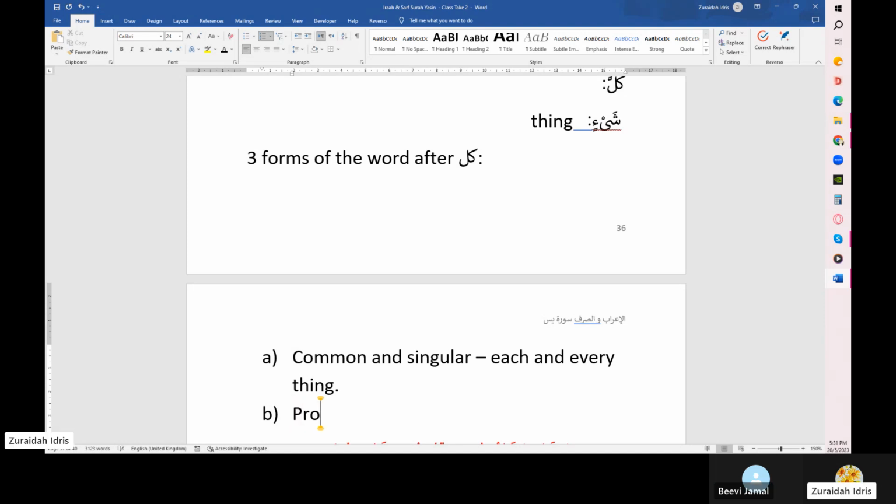So that's the first case: common and singular. So what if it's proper? Then proper, and it will be singular.